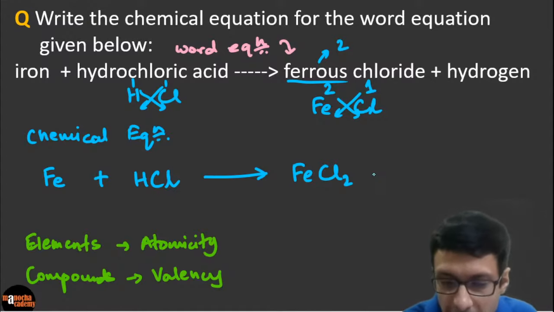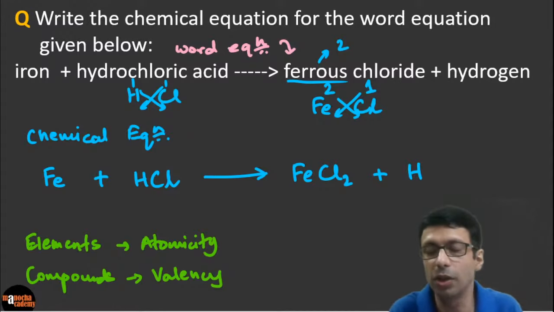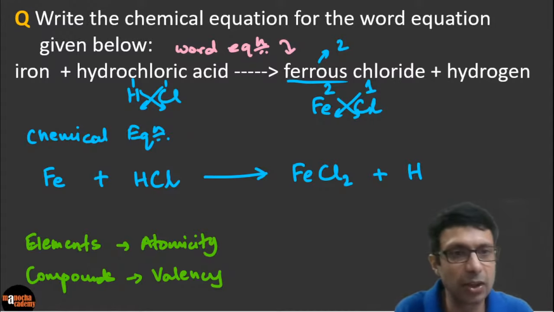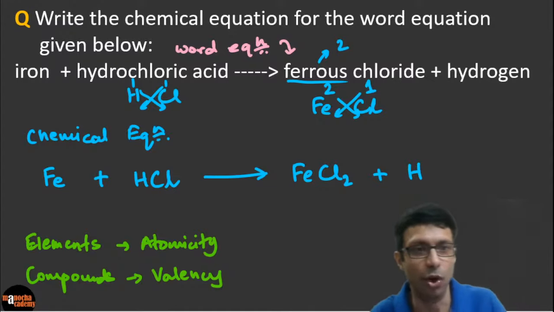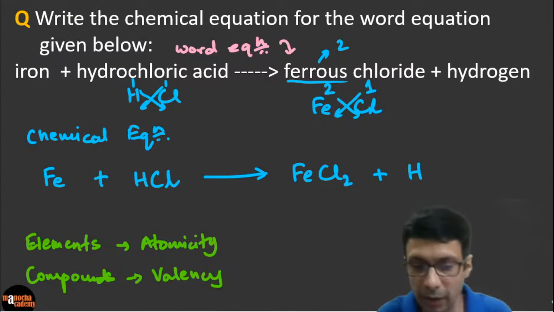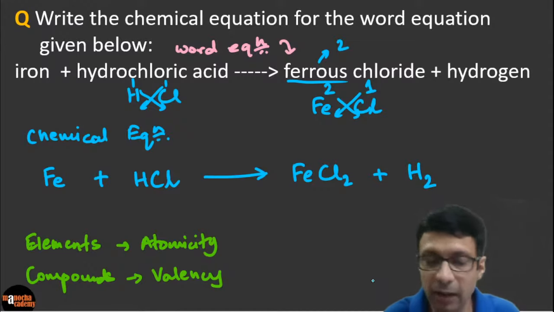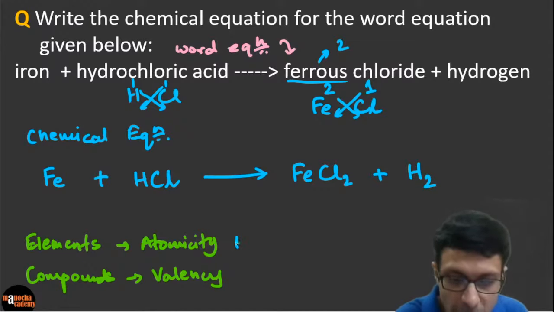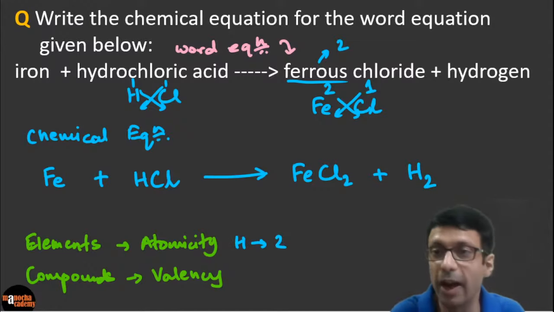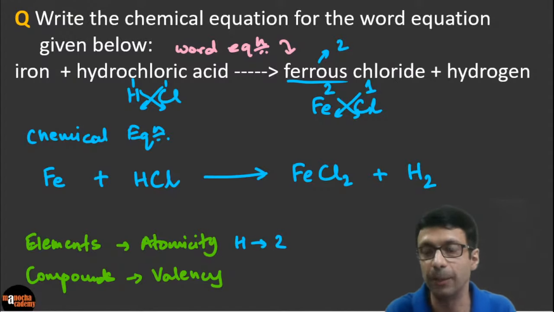Now, how do you represent hydrogen? Can I simply write H for hydrogen, because hydrogen is an element? Can I just use the symbol H? No, right? Very good. Many of you have written H2. Why? Because guys, the atomicity of hydrogen is 2. For elements, you need to use atomicity. One molecule of hydrogen contains 2 atoms. That's the meaning of atomicity.